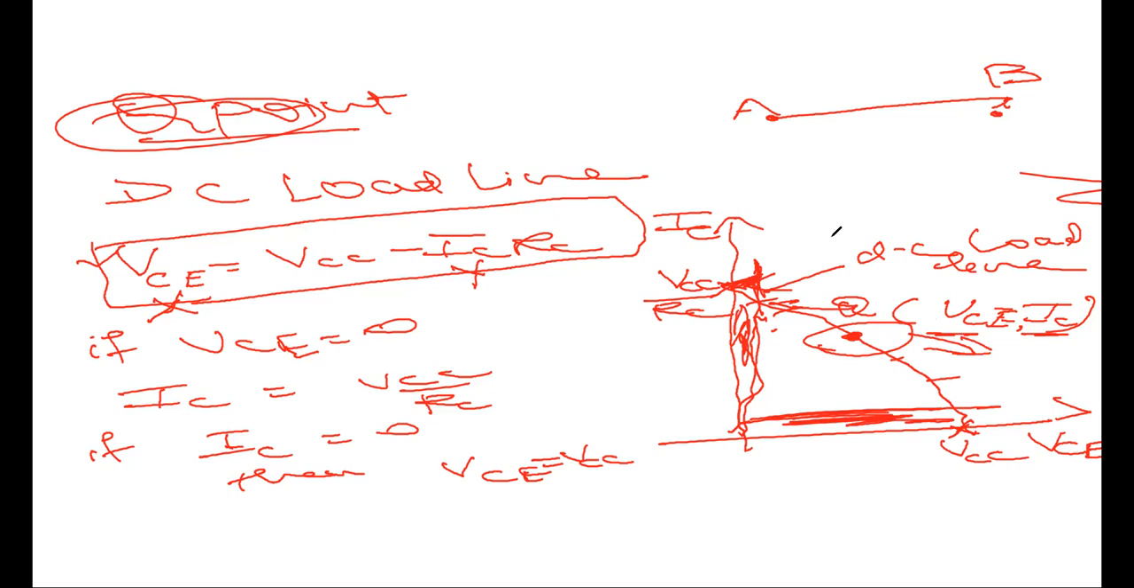In the next class, we will study what happens if the Q point is moved towards the cutoff point or towards the saturation point, and how we can say that we cannot get the faithful amplification.